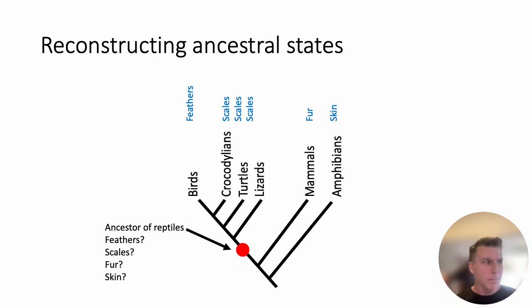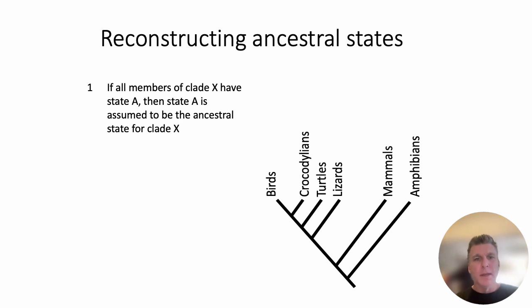One of them should make sense and be intuitive, and the other is just the flip side of that. So if all members of a clade have some state, here I'm calling it clade X and state A, then state A is assumed to be the ancestral state for clade X.